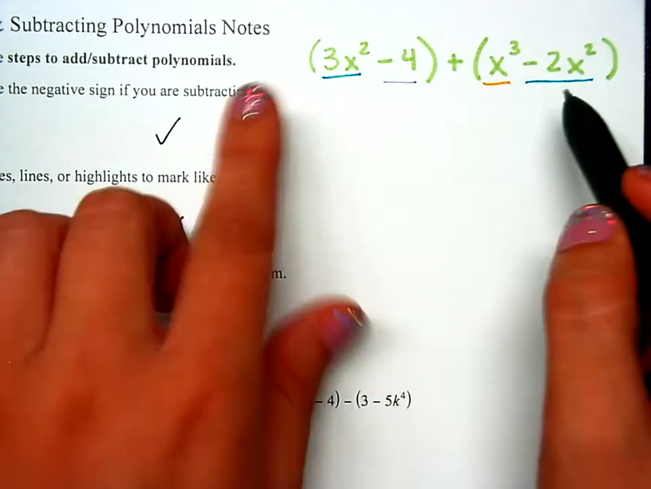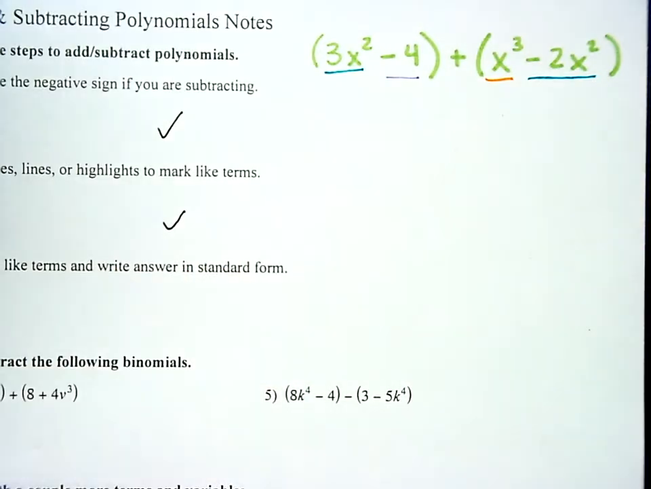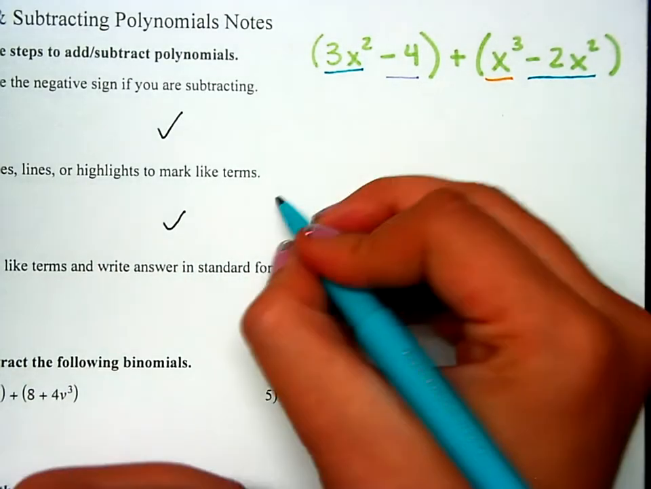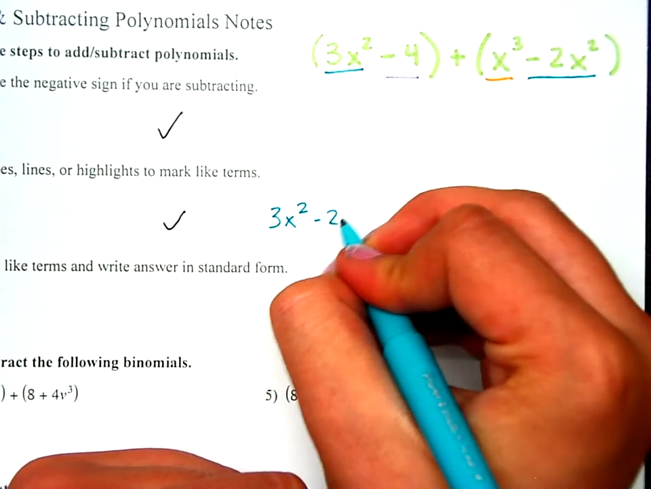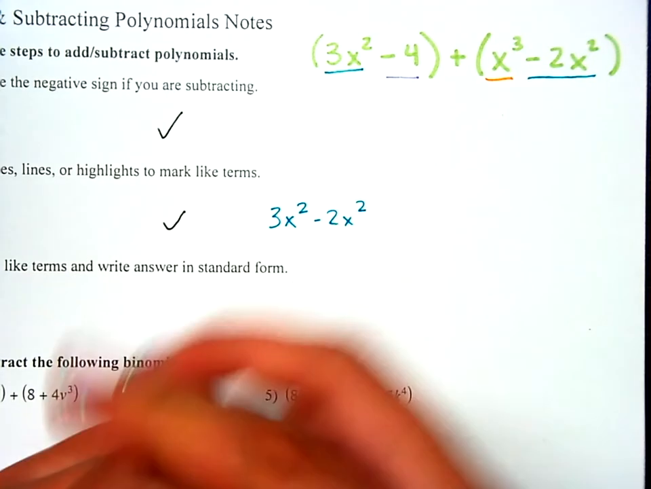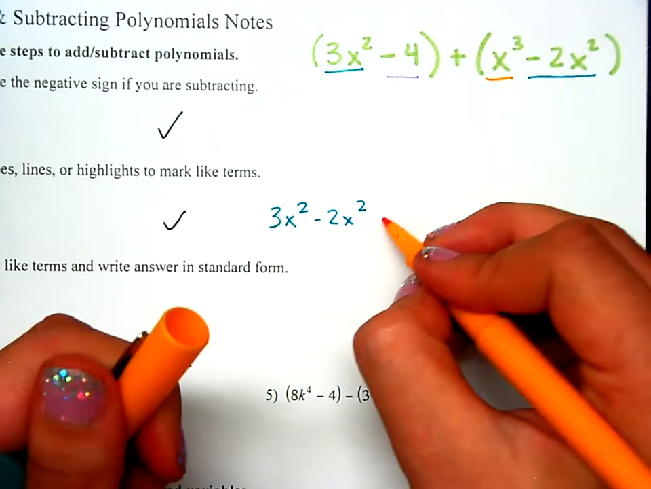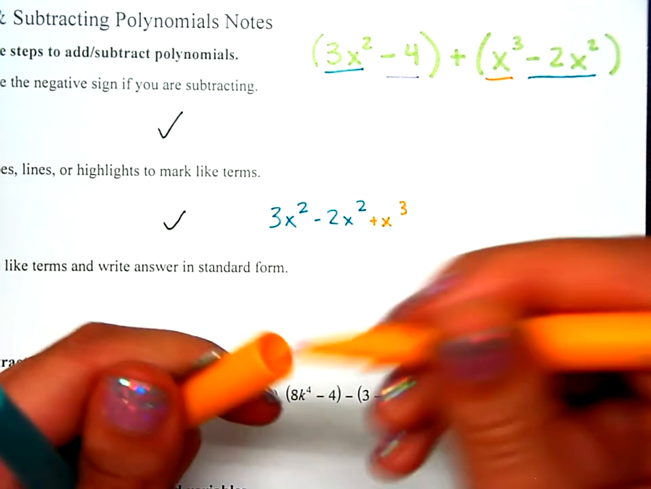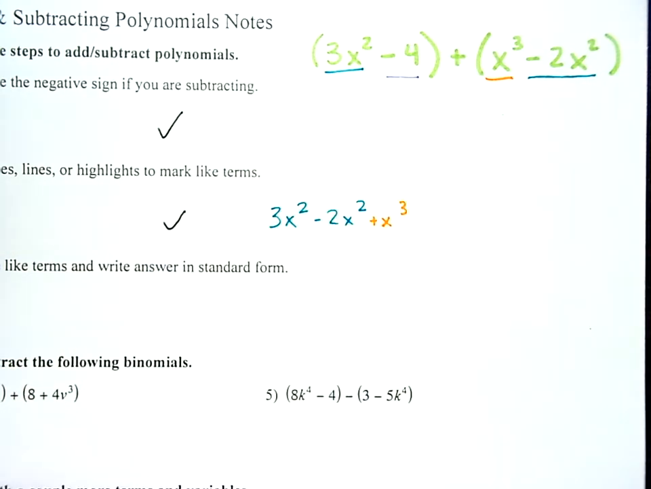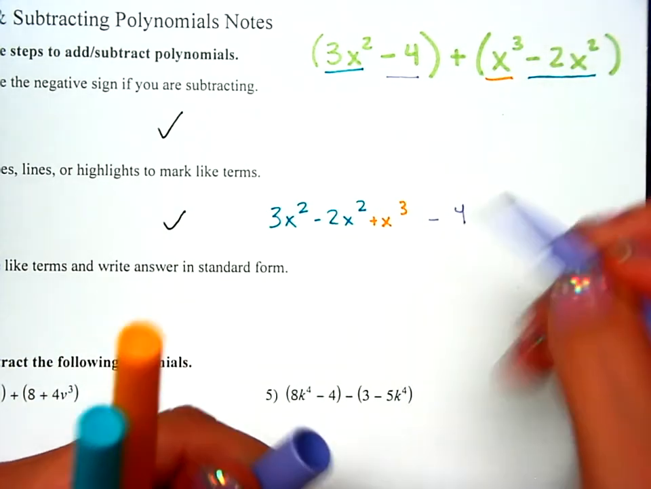So when I add these together, I'm going to do that here. I'll do it in the colors just to make sense. So I'm going to do 3x squared minus 2x squared. I'm going to do just the x to the 3rd because we didn't have any like terms. And then we have that minus 4.